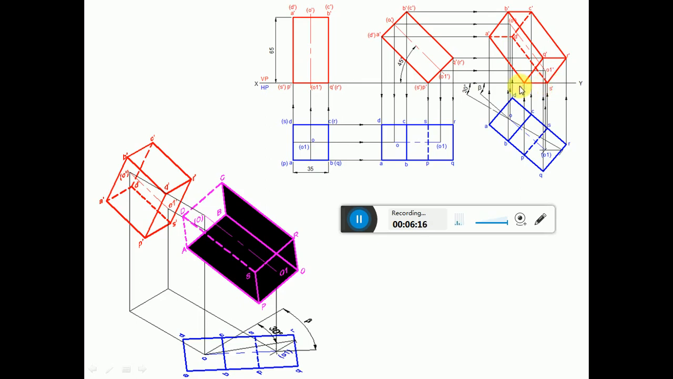Now name them, then join with a continuous thin line, join between A dash to B dash, B dash to C dash, C dash to D dash and D dash to A dash. Similarly, join between P dash to Q dash, Q dash to R dash, R dash to S dash and S dash to P dash. Then join A dash to P dash, B dash to Q dash, C dash to R dash and D dash to S dash.